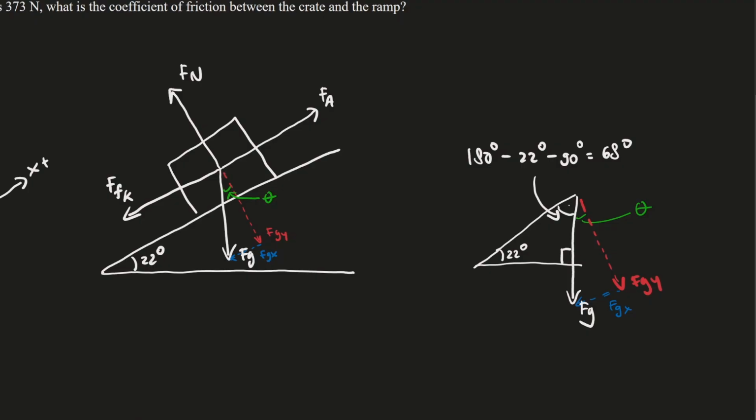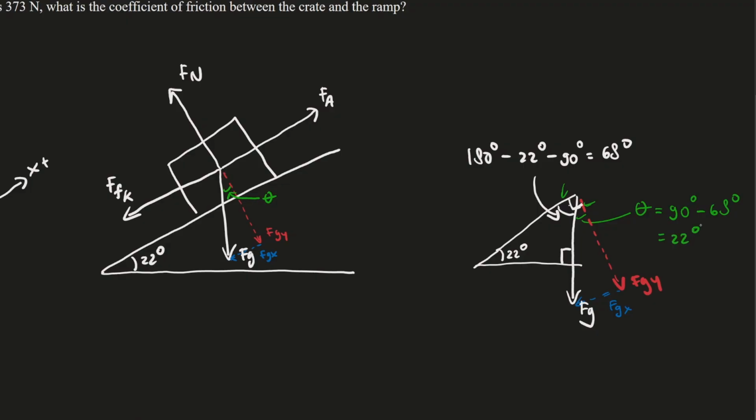Now, the angle between the white line, the surface of the ramp, and the red line here makes 90 degrees, right? Because Fgy is going to be perpendicular to the surface of the ramp. So that means theta, and just to make it even clearer, this angle here, I'm going to draw that in white, adds up to 90 degrees as well, right? So theta is going to be equal to 90 degrees minus 68 degrees, which gives us 22 degrees.